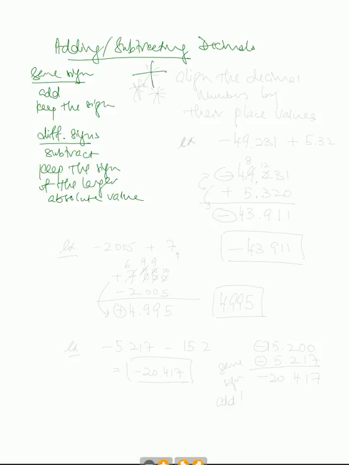When you're adding and subtracting decimals, so this is the big note, you have to align the decimal numbers by their place values. So take for example, you are doing negative 49.231, and you wish to add to, let's say, 5.32. The numerically larger number is 49.231, so we're going to put that on the top, and the smaller number is going to be at the bottom, which is 5.32.